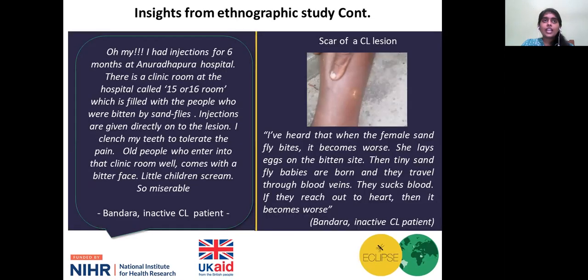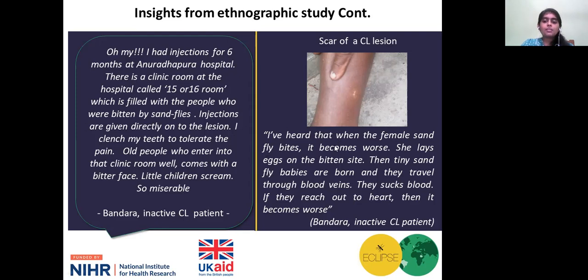He also explained his disease experience. "I thought, oh my, I had injections for 6 months at Anuradhapura Hospital. There is a clinic room at the hospital called room 15 or 16, which is filled with people who were bitten by sandflies. Injections are given directly onto the lesion. I clench my teeth to tolerate the pain. Old people who enter that clinic room with a pleasant face come out with a bitter face. Little children scream so miserably." That's how he explained the treatment experience.